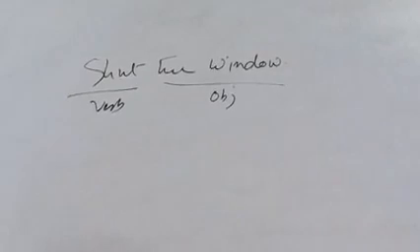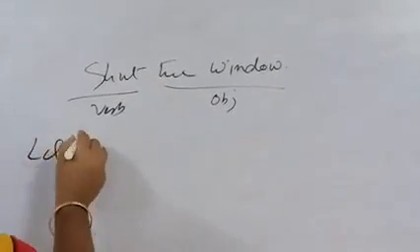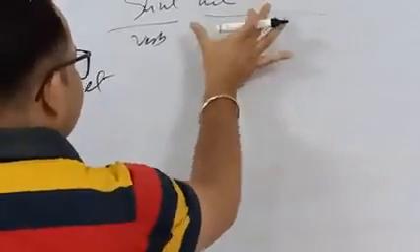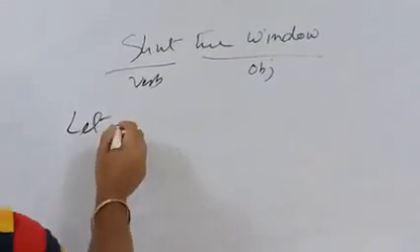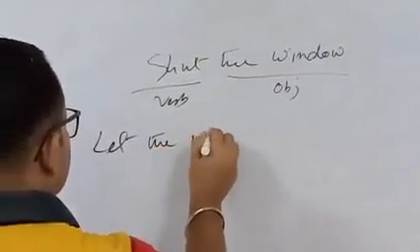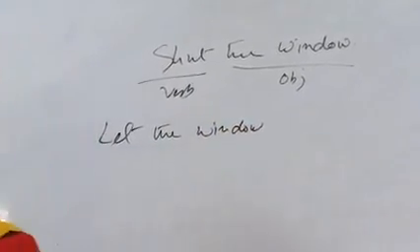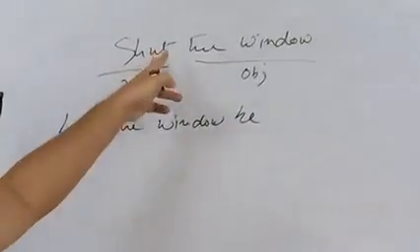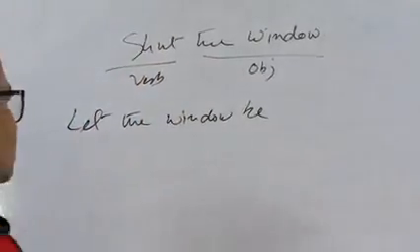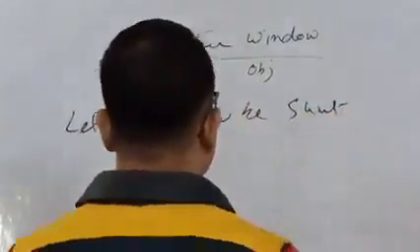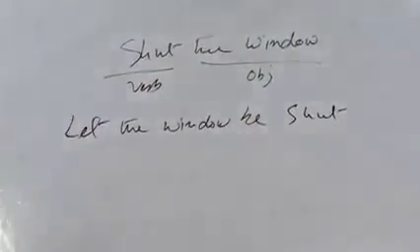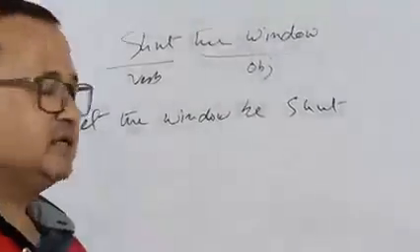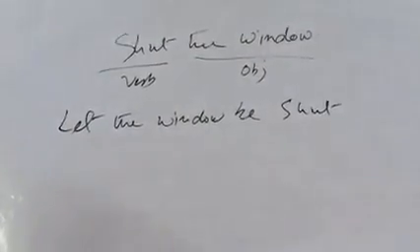As I already told you, first we have to put let at the beginning of the sentence. Then you have to bring the window after let: let the window. And then you have to put be, and then the past participle form of this word, that is shut. Shut is a kind of verb in which all the forms are similar: shut, shut, shut.